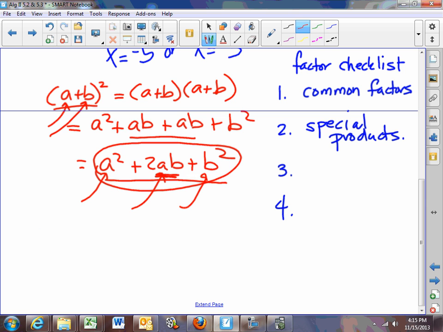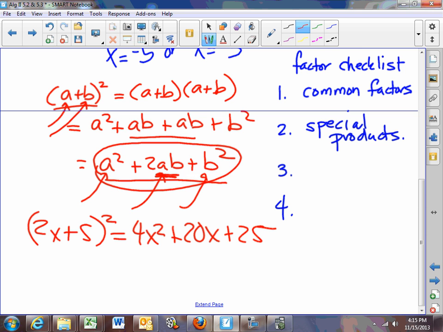So if you had 2x plus 5 squared, you could, if you wanted to remember this pattern, and you really should, do this. The first term squared. Now, in your head, you square 2x. 2x times 2x is 4x squared. And then plus the 2 times the first term times the second term. 2 times 2x is 4x. And then 4x times 5 is 20x. And then plus the second term squared, and that's 25.